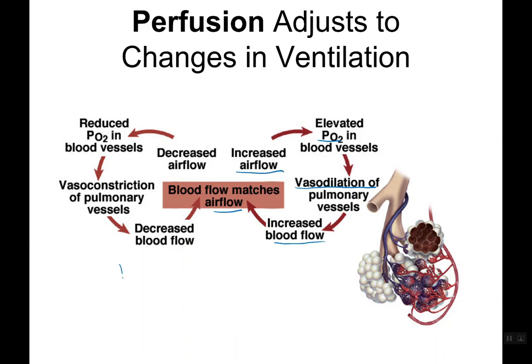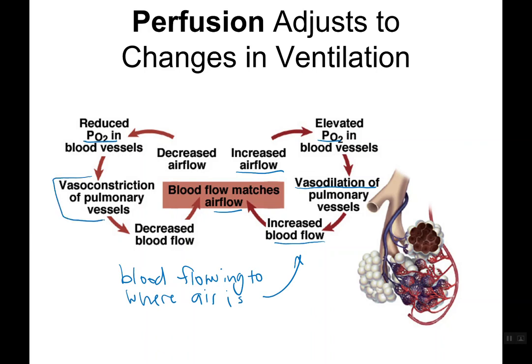So you're going to have blood flowing to where air is in this circle. If you have decreased airflow, why would you send blood to a place where there is no air? So you have reduced partial pressure of oxygen in those vessels. The pulmonary vessels in those oxygen-poor places vasoconstrict, resulting in decreased blood flow, such that, again, blood flow matches airflow.